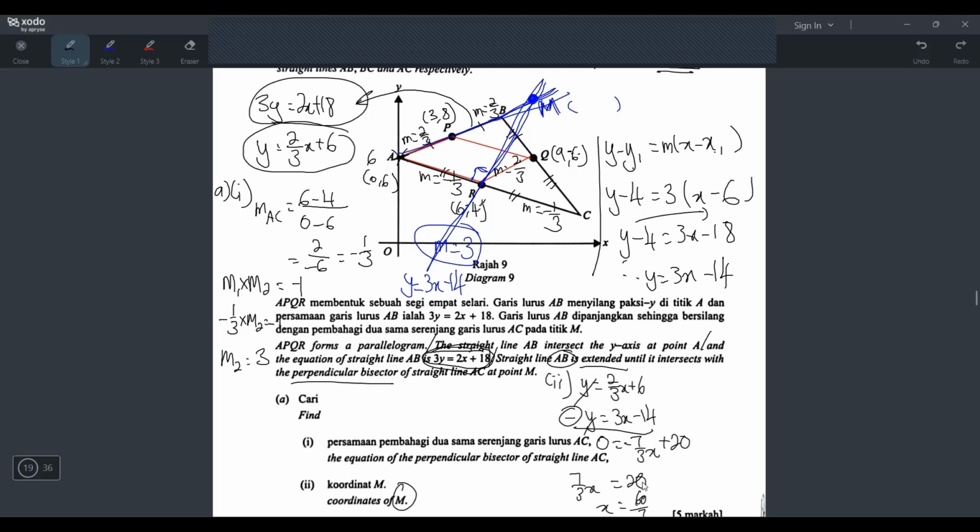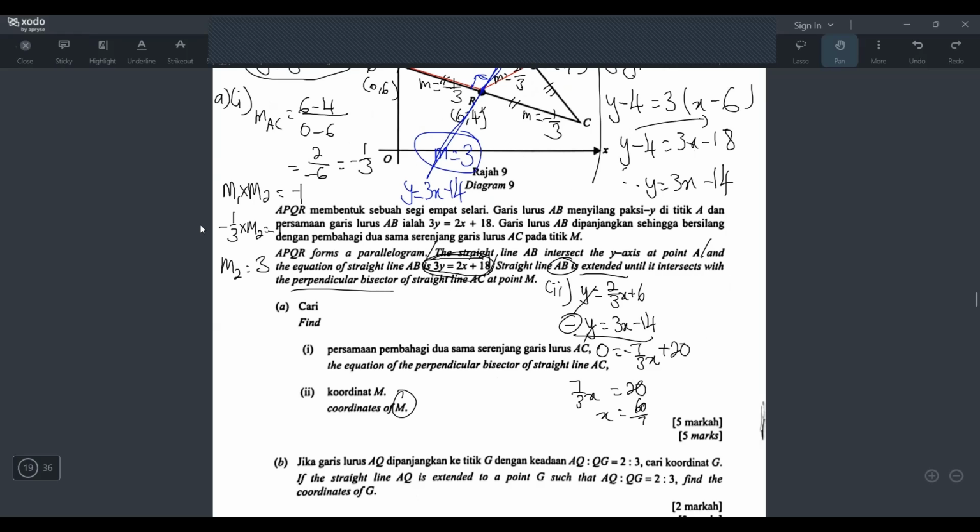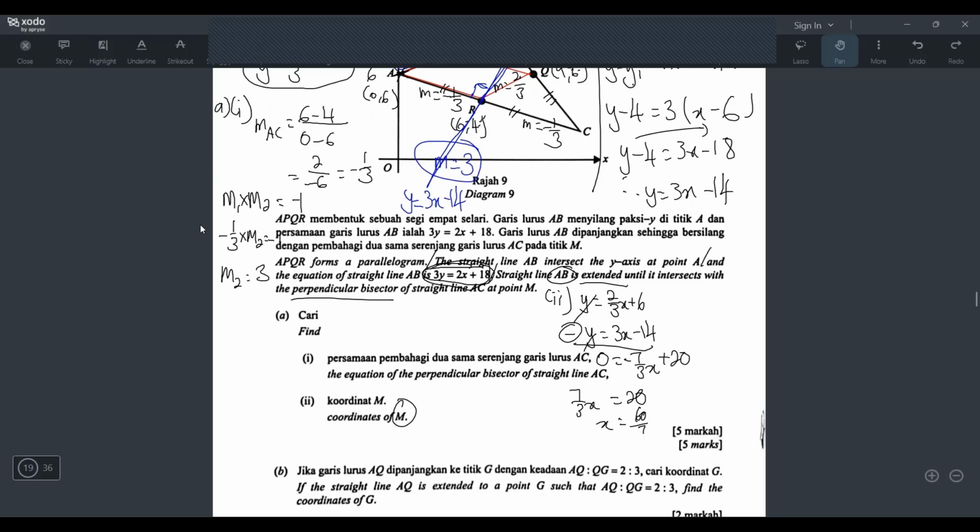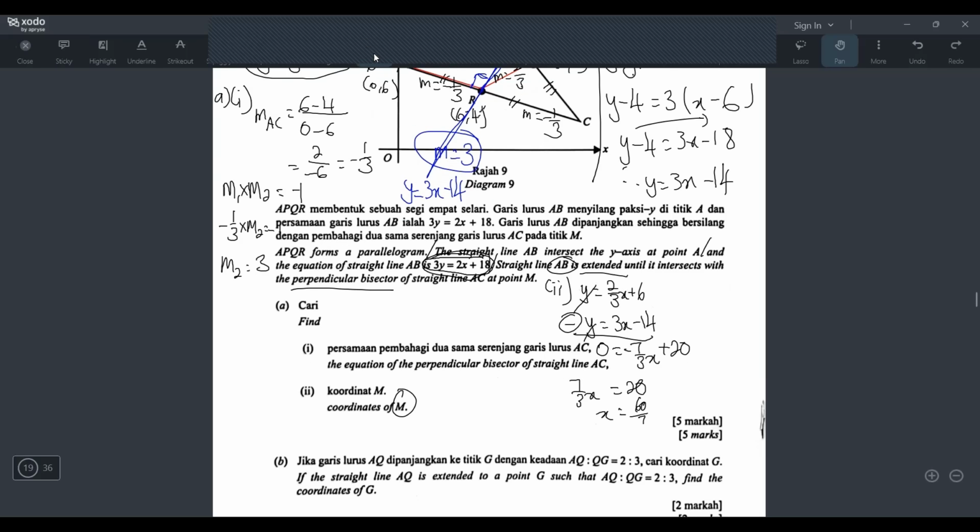For those students that want to do substitution method, you can also. Because I know some students will do it like this. They take this equation, and then they do y equals y. And then the first y, they will write 3x minus 14. The next y, they write this one. It works too, same answer. Believe me, same answer.